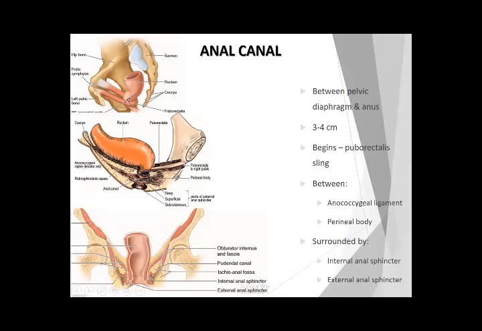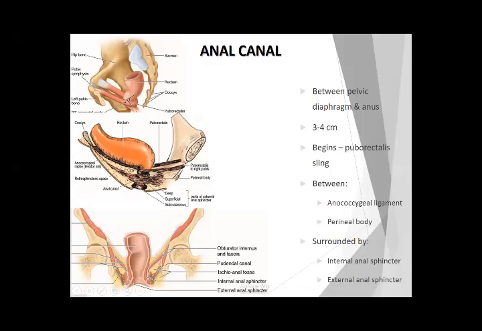This puborectalis sling, as we have already discussed, is important in maintaining fecal continence because when it is tense, it pulls this anorectal junction, and the angle is 90 degrees. Fecal matter cannot pass. When this relaxes, the ampulla of the rectum and the anal canal come in a straight line, and the fecal matter from the rectum passes down the anal canal. So that is how the continence of the fecal matter is maintained.